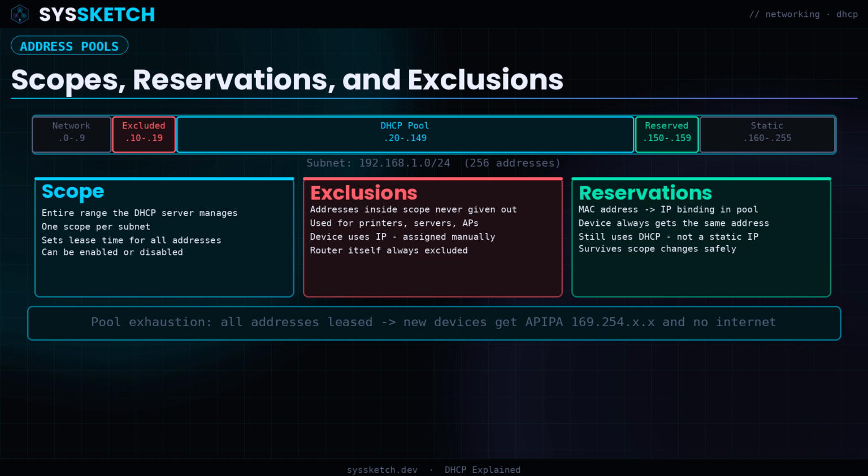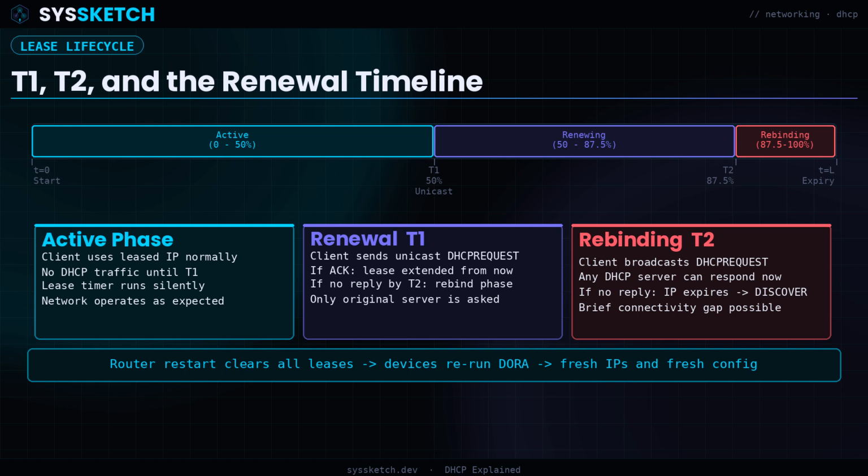Once a device has a lease, it does not just hold it forever. The 2 timers built into every lease drive a predictable life cycle. During the active phase from 0 to T1, the device uses its IP address normally and there is no DHCP traffic on the network at all.